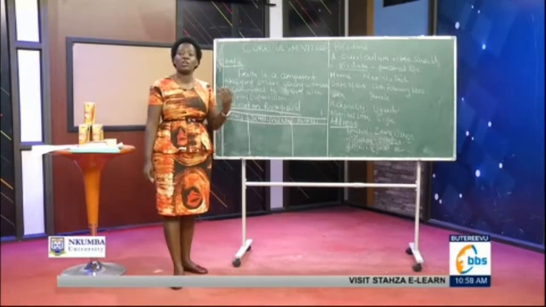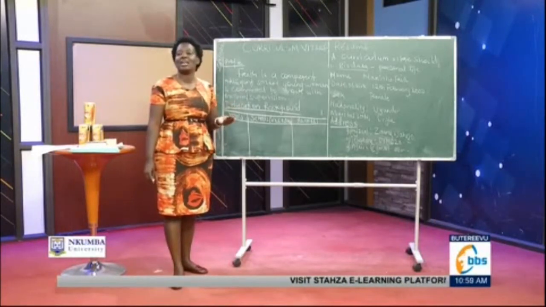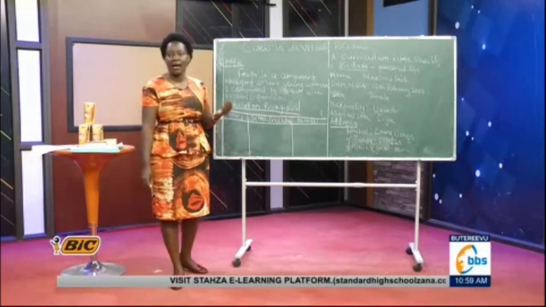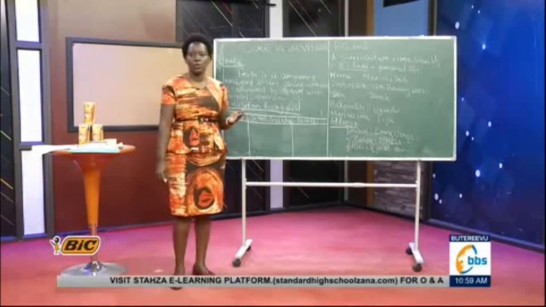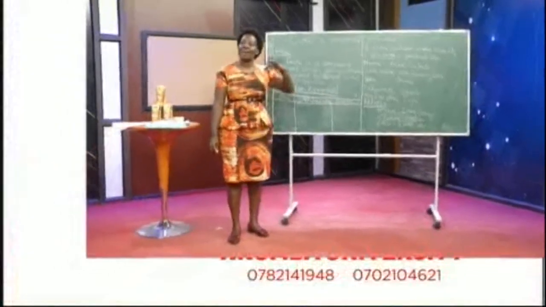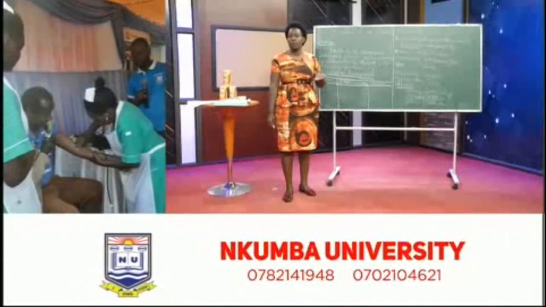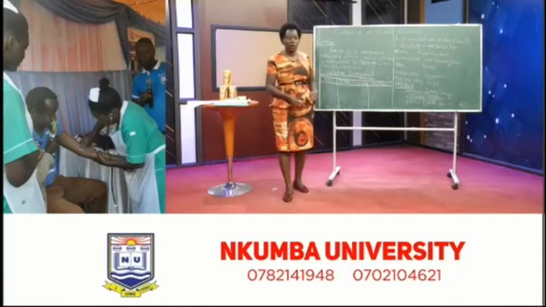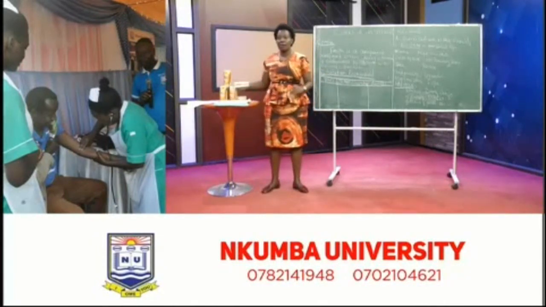Because I imagine I'm speaking to people whose highest level of education is primary 7. They have not even achieved their Uganda Certificate of Education. But I know if a question comes, it will come with an assumption that you have attained a given level of education. Please read the question very well and understand it so that you can include it in your education background. So that is what we have in our education background.